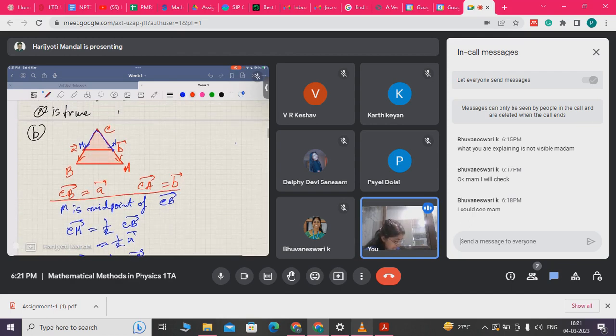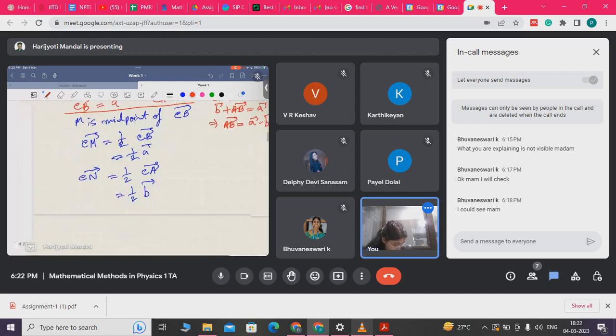From this, if CB is A and CA is B, from the triangle rule we can see that CA plus AB is equal to CB. CA is B, AB is AB, I have not given any specific name to that side. CB is A, so AB is A minus B.